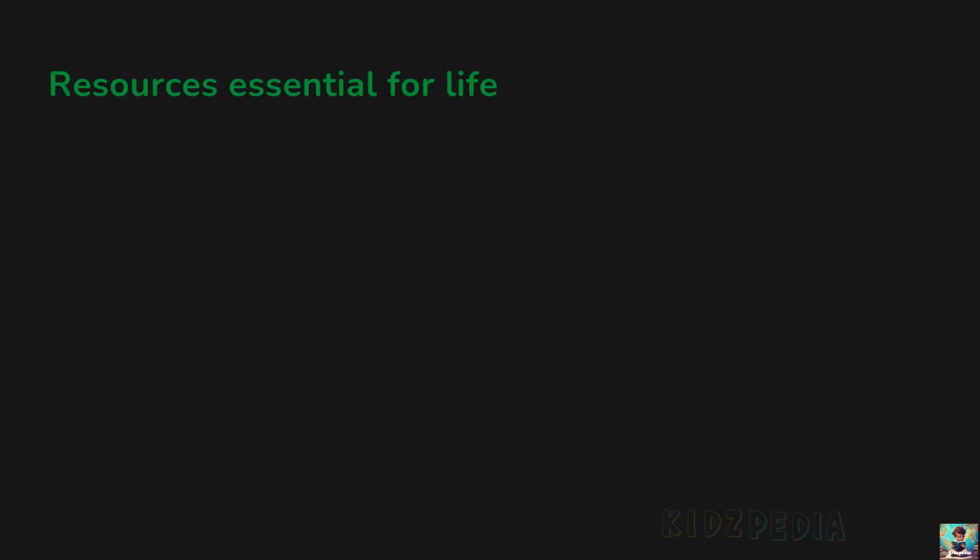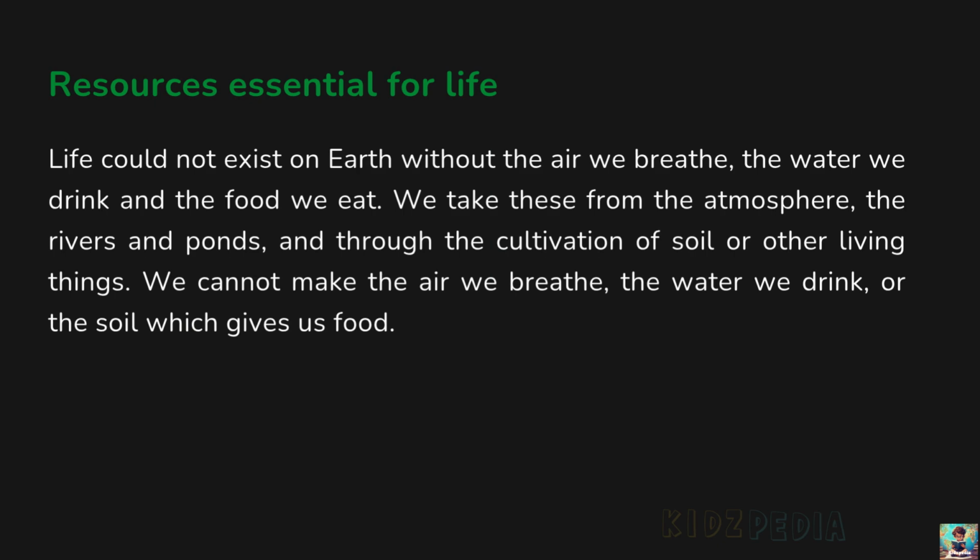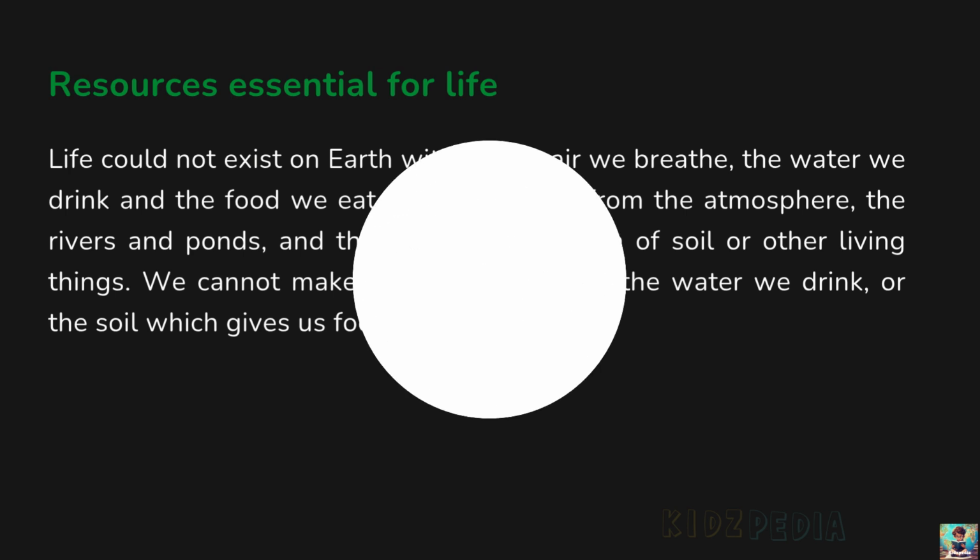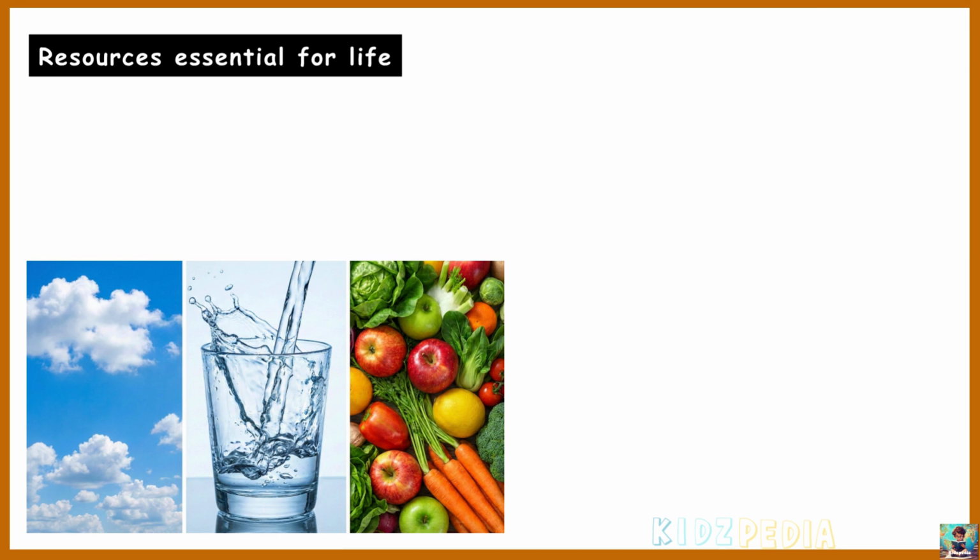Resources essential for life. Life could not exist on earth without the air we breathe, the water we drink, and the food we eat. We take this from the atmosphere, the rivers and ponds, and through the cultivation of soil or other living things. We cannot make the air we breathe, the water we drink, or the soil which gives us food. So, life on earth is not possible without three basic things: air, water, and food.